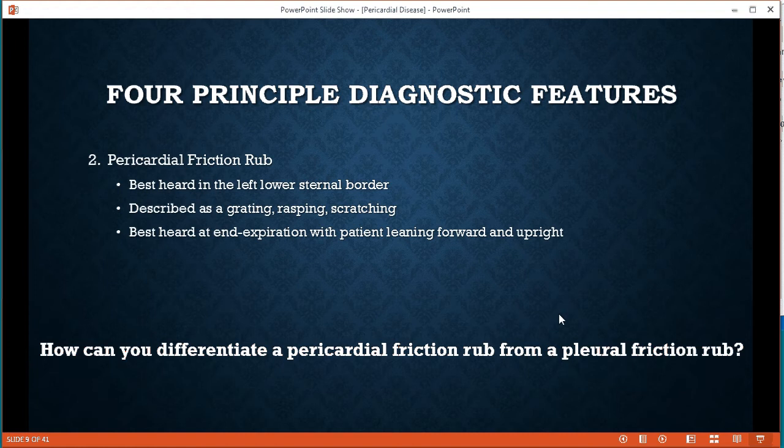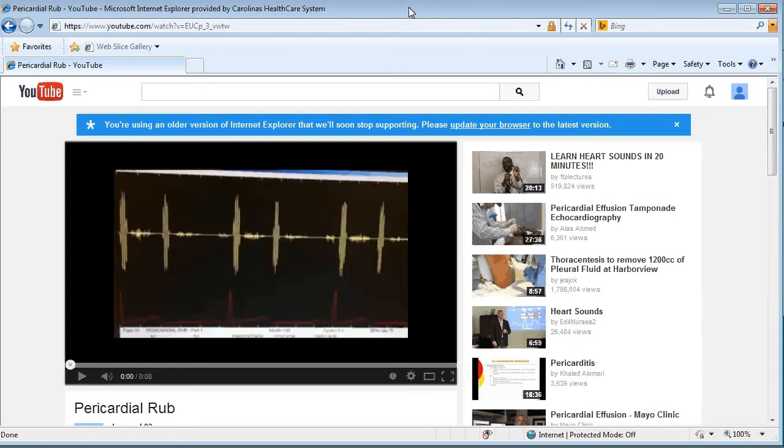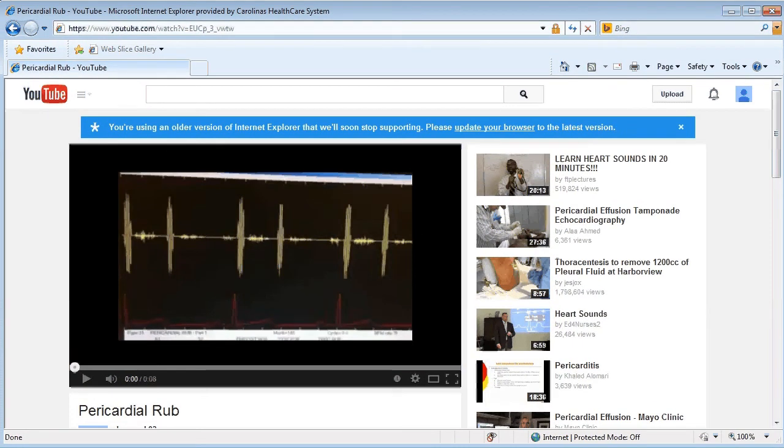lung parenchyma. So my question to you is, how can you differentiate a pericardial friction rub from a pleural friction rub? If you're thinking about somebody who has a pleural friction rub and somebody who has a pericardial friction rub, how do you differentiate the two? Okay, and before we answer that question, I want you to listen to an 8-second video that I have where you can actually listen to what a pericardial friction rub sounds like.